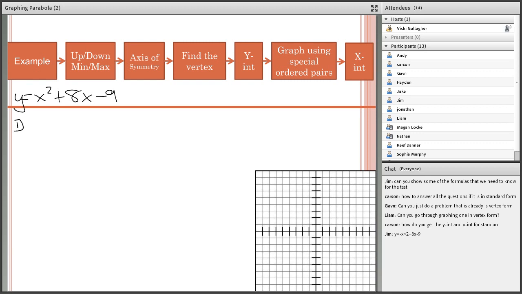So question number 1 is, does it open up or down? And this one is in standard form. And in standard form, we have an a and a b and a c. So my a is the number in front of the x squared, which is an invisible 1, right? There's a 1 here. My b is 8, the number in front of the x, and my c is -9. And to decide if it's up or down, I look at a, and since a is positive, we're going to say it opens up. Anytime it opens up, you immediately follow that with the word minimum.